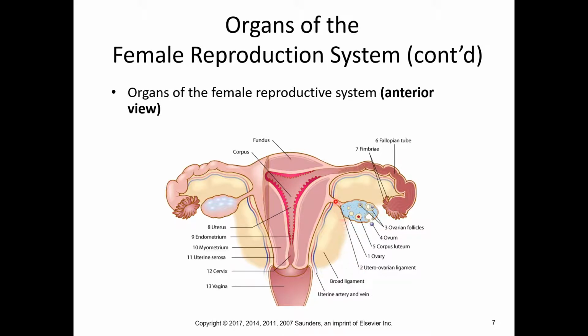Number 2, the utero-ovarian ligament, the ligament that is anchoring the ovary to the uterus. Shown kind of hazy here is the broad ligament, which anchors the uterus in place. Uterine arteries and veins. And vagina, shown here as number 13, with the cervix introducing into the proximal vagina. Uterine serosa, which is the outer lining of the uterus, pardon me. Myometrium, the muscular part of the uterus, and endometrium, the inside of the uterus.